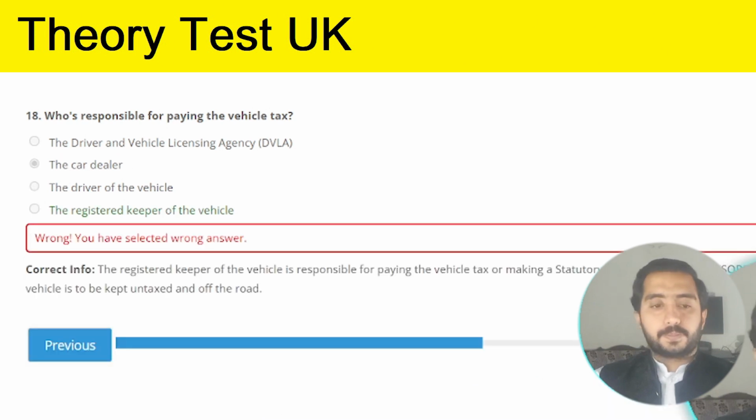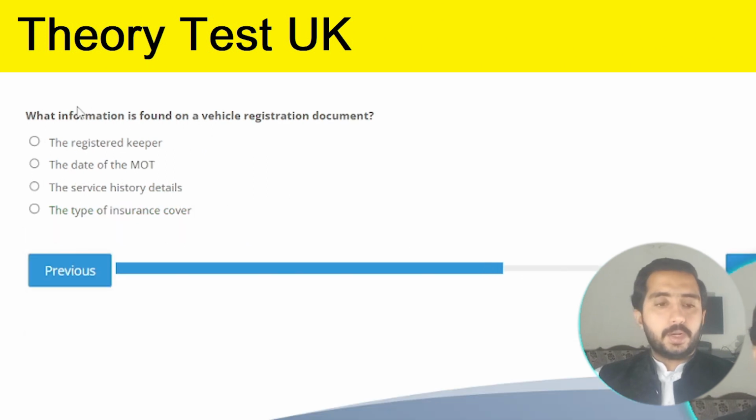Next one. Okay, we have selected the wrong answer. The registered keeper of the vehicle is responsible for paying the vehicle tax. Please correct this one. By mistake, we have selected the wrong answer. The correct answer is highlighted here. Option D is the correct option. So we jump into the next question, which is question number 19.